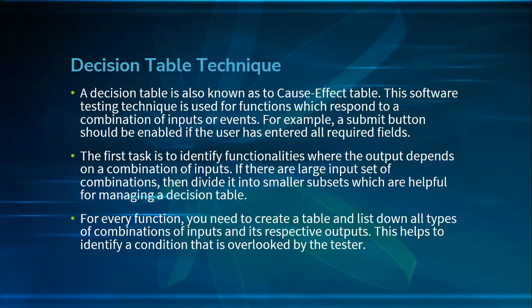So the next thing is, what is the first task you are going to do in this one? You identify all the functionalities, you know what this depends on, what the combinations are, what are the subsets. Then you'll be able to say, this one should work, this should not work. This should bring out the submit button, this should not bring out the submit button. Let's take an example.